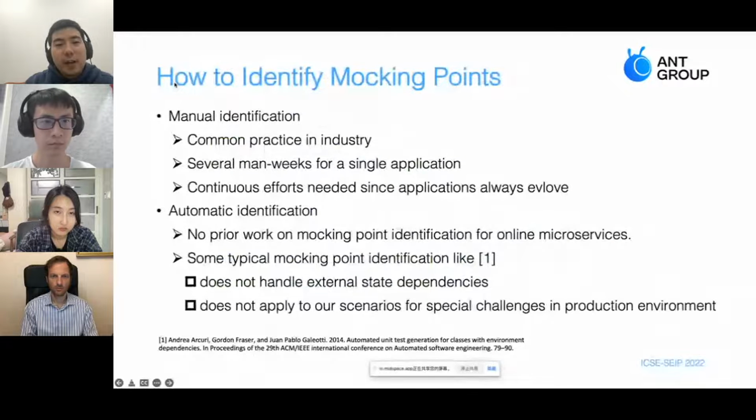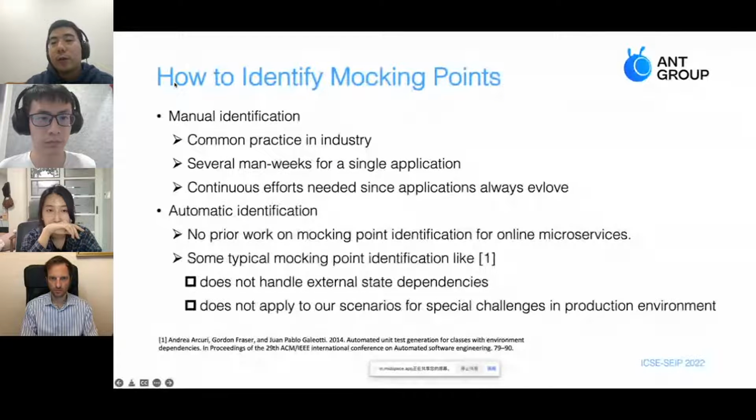But there are some challenges. The biggest challenge is that in the online environment we cannot have as many mocking points as we wish, because too many mocking points will affect the performance, which will affect the user experience. This is not allowed in the company.